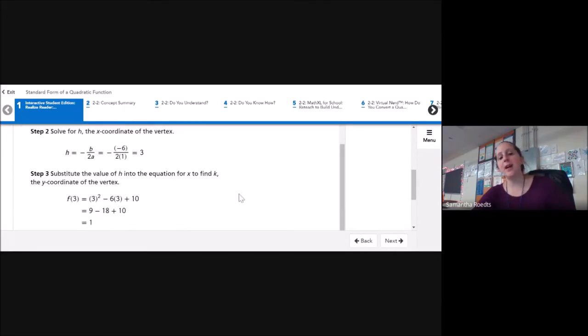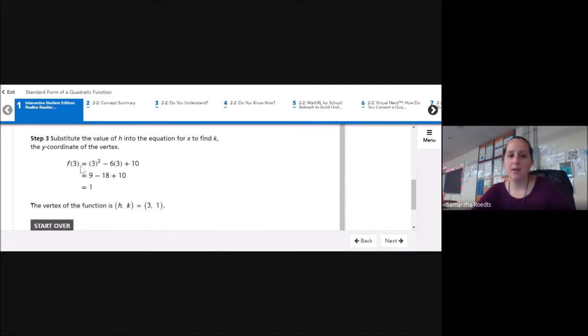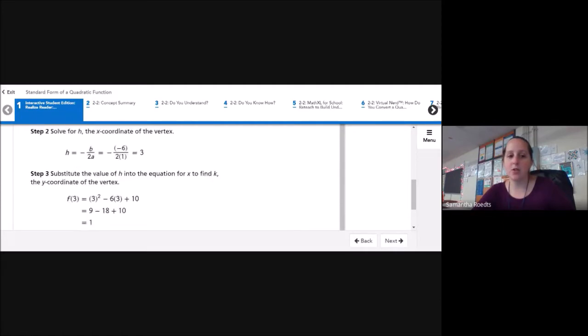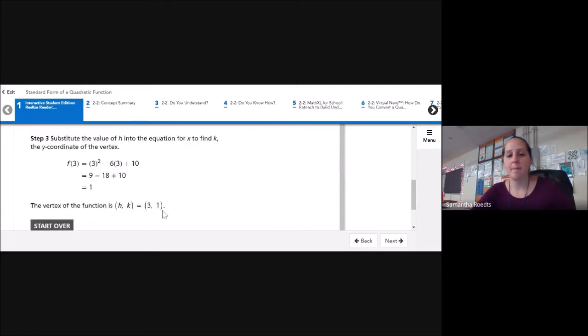Then I substitute that value of h into the equation for x to find k, the y coordinate of the vertex. So f of 3 equals 3 squared minus 6 times 3 plus 10. So that's 9 minus 18 plus 10 equals 1. So the vertex of the function is (h, k) equals (3, 1).